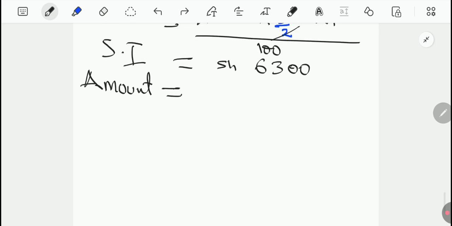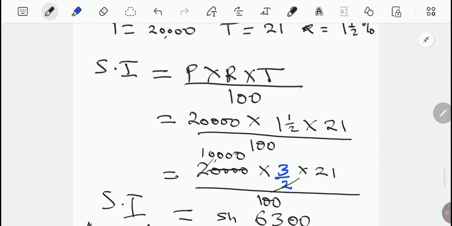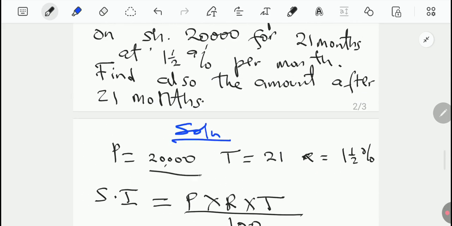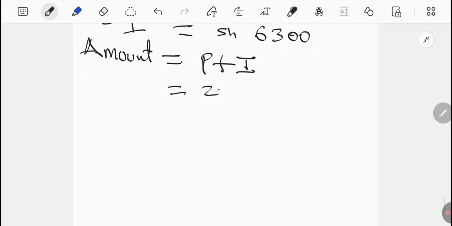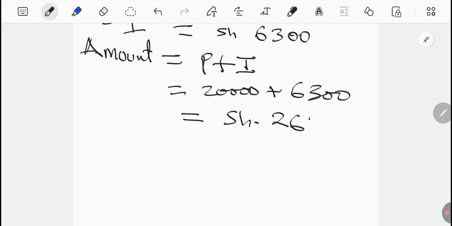So amount is the same as principal plus interest, giving us principal, the amount of money which was initially given out, was 20,000. So principal is 20,000 plus the interest, which is 6,300, giving us shillings 26,300. That is what happens at the end of the day.